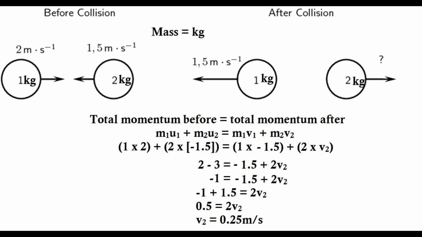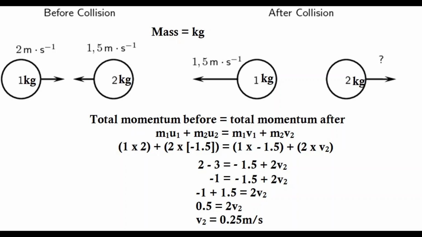Let's have a look on the right hand side of the equation, so the total momentum after. The momentum after the collision of the 1 kilogram mass would be 1 times minus 1.5, because minus is going the opposite direction. And then we are adding 2 times the velocity. Now, although we don't know the direction, the maths will work it out for us. On the left hand side, you've got 2 minus 3, and that is equal to minus 1.5 plus 2v2. So 2 minus 3 is minus 1, that's on the left hand side.